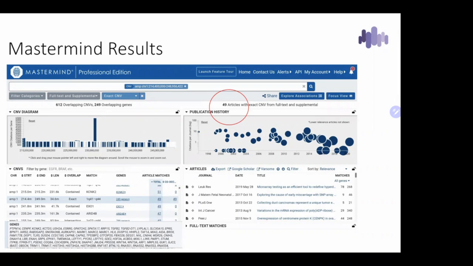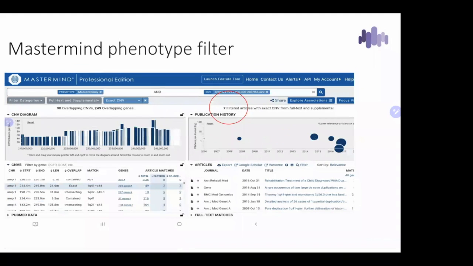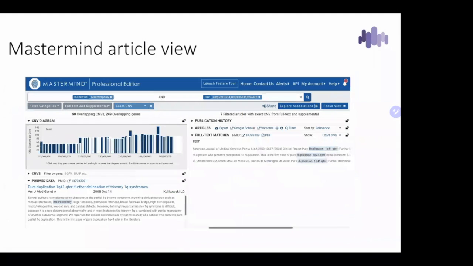So we found 49 articles, and since duplications that involve this region are extremely rare, we wanted to reduce this number a little. So we used the phenotype filter, and we filtered by microcephaly, and we found 7 articles. We found this article that was really interesting that talked about the pure duplications of the terminal regions and the delineations for allele trisomy. And this was interesting because it provided us vital information of the lack of actual data we have to really define the syndrome.